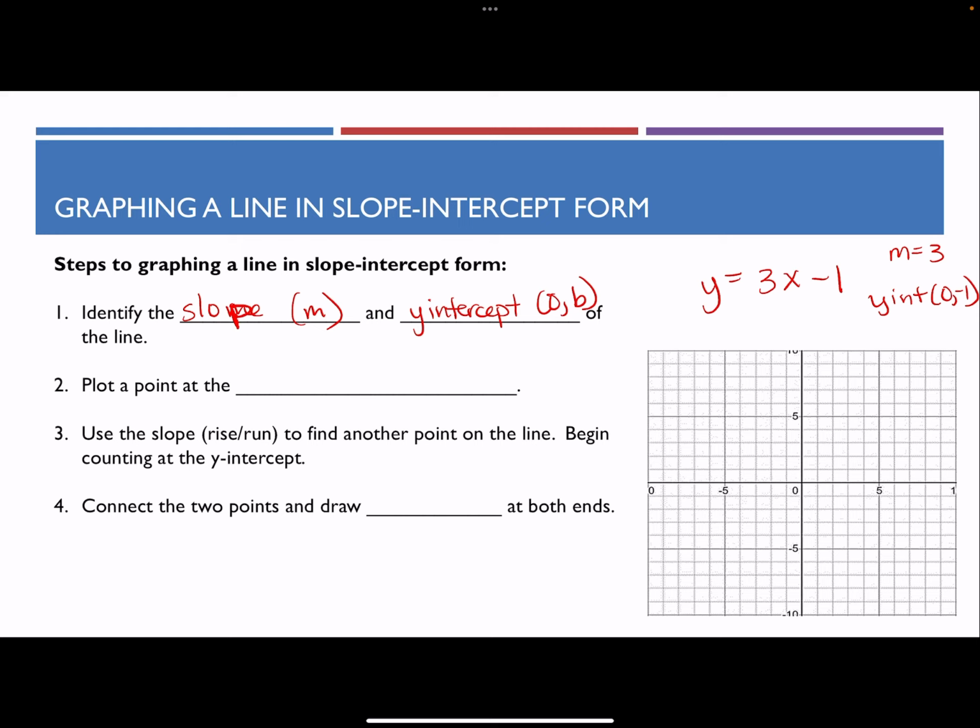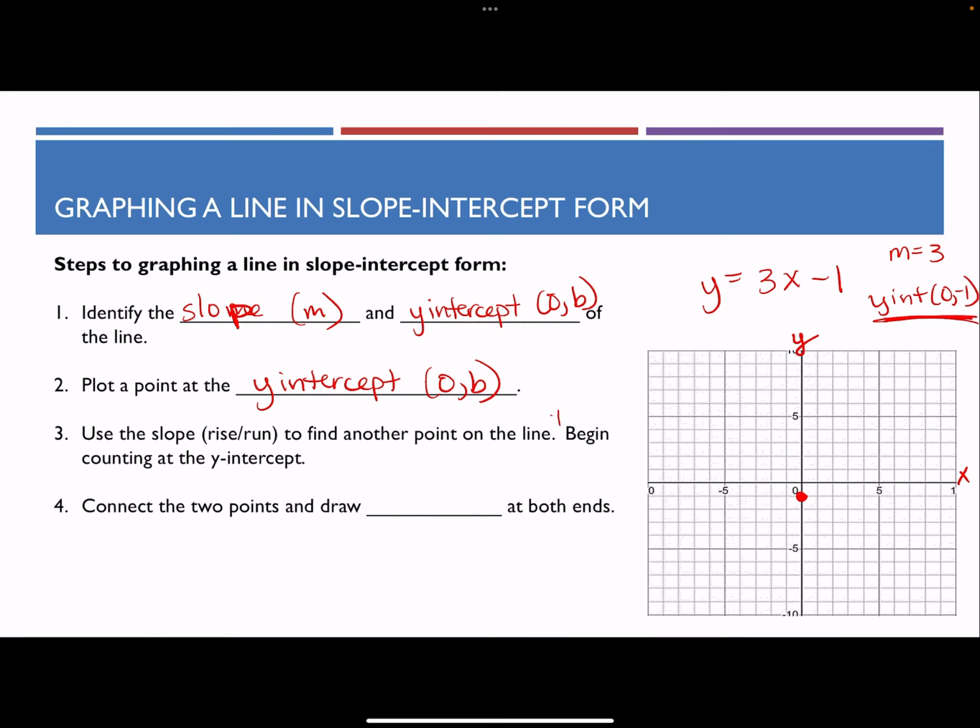We're going to plot a point at the y-intercept. In other words, like 0, comma, b. So I'm going to plot this y-intercept 0, comma, negative 1. So on my grid, 0, comma, negative 1 is right there. And remember, it's the y-intercept, so it should be on the y-axis. It is, right? And now, step 3, I'm going to use the slope, rise over run, to find another point on the line.